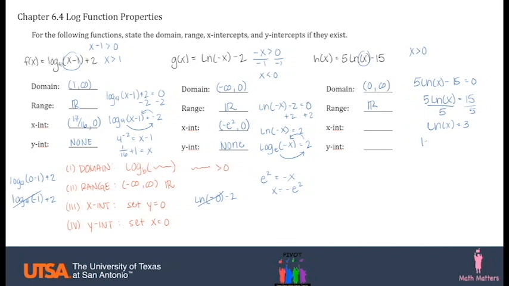So the natural log is log base e of x equals 3. We can rewrite this as e cubed equals x, and that's our x-intercept. So e cubed, 0 is our x-intercept. And finally, for our y-intercept, we're just going to set x to 0. We can't take the natural log of 0, so this does not exist either. And those are our answers.